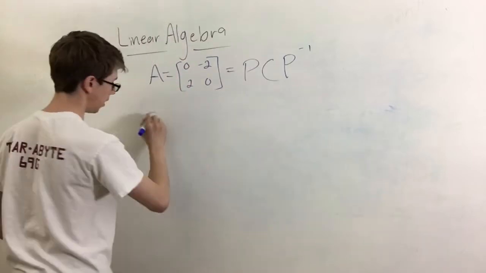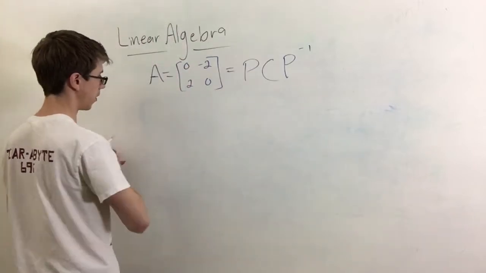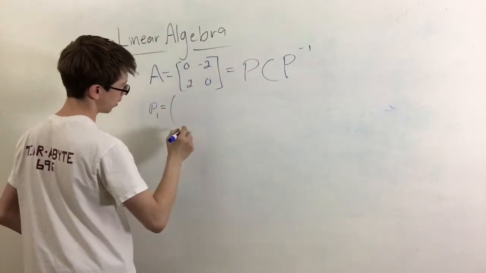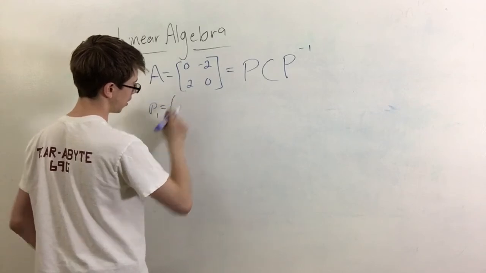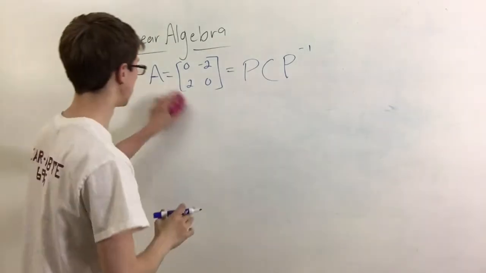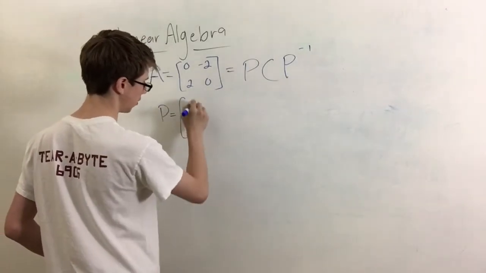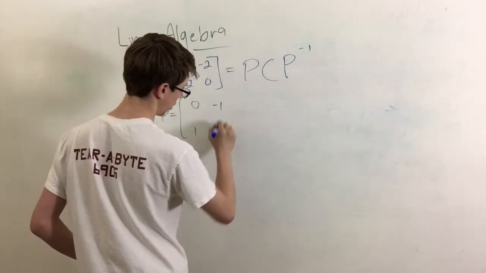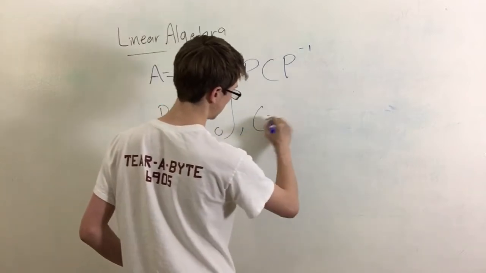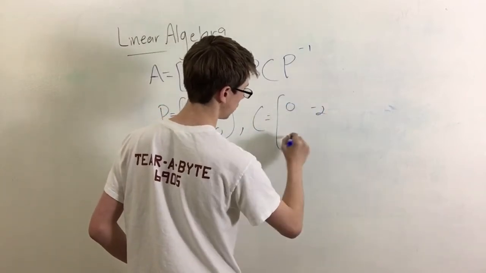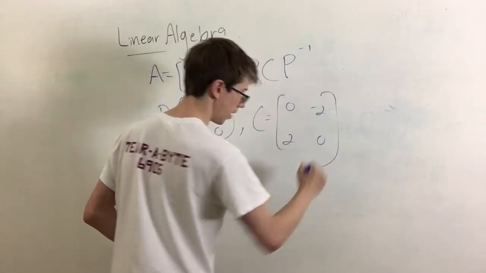So we know that P1 is equal to, actually that's just the entire P, because it's the real part and the imaginary part. So we know that P is equal to 0, 1, and then negative 1, 0. And then C is equal to 0, negative 2, 2, 0, and then we're done.